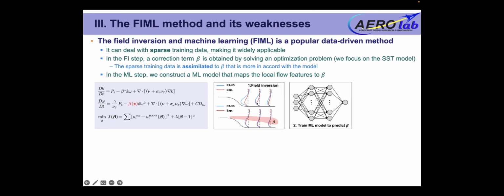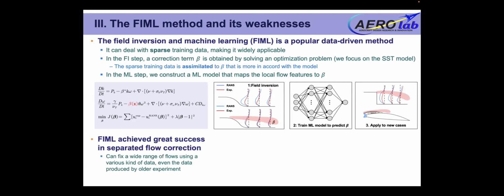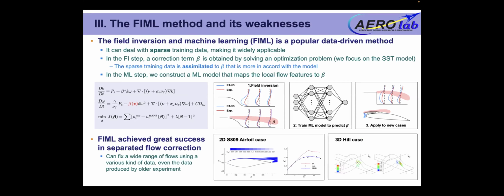And then in the machine learning step, a machine learning model will be constructed to predict the corrective term beta obtained by the field inversion step. And at last, this machine learning model will be integrated back into the transport equations and applied to new cases. The field inversion and machine learning method has achieved great success in separated flow correction, like the 2D airfoil store case and the 3D hump cases. It can fix a wide range of flows using various kinds of data, even data produced by older experiments where the sensors are very sparse.